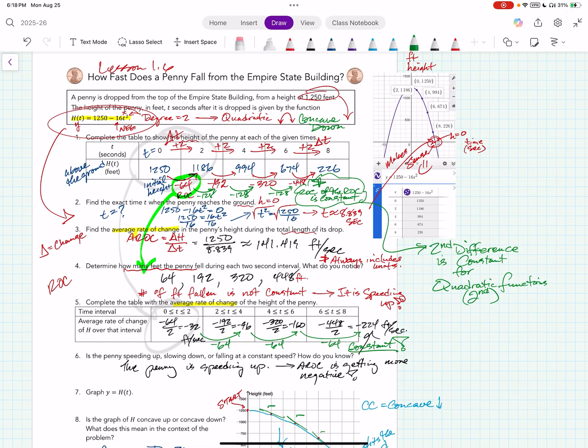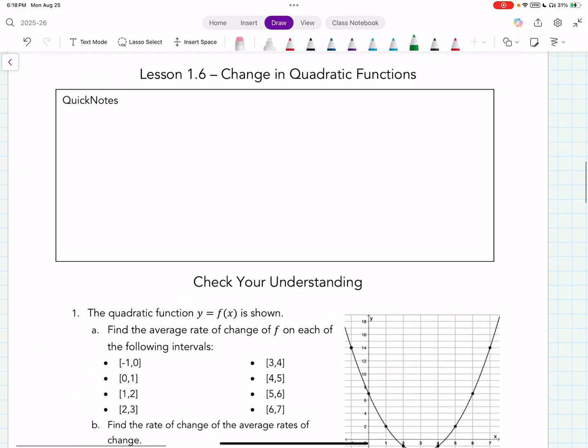All right, and then I'm just going to do a few learning targets here, and then you can do your check for understanding. So what did we just learn in our lesson here? Let's summarize what we've learned, put it all together, and write a few quick notes. Some learning targets, if you will. First learning target: quadratic functions, which are second degree functions, have a second difference that's constant. So here we go. Quadratic functions.